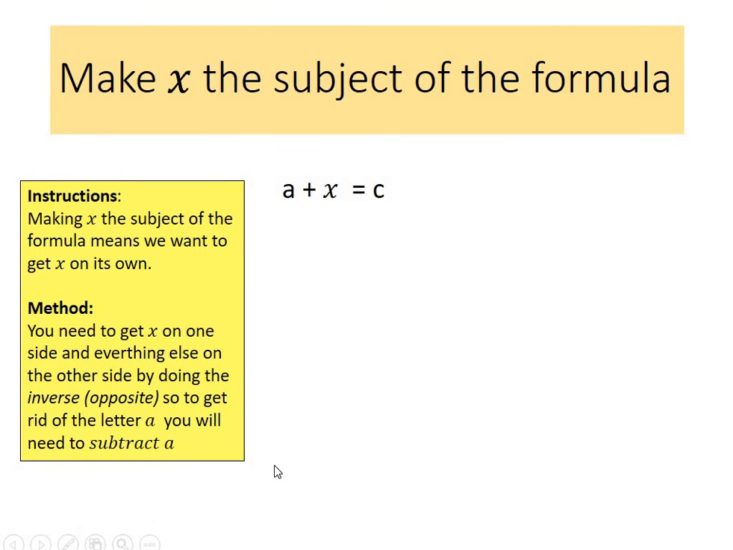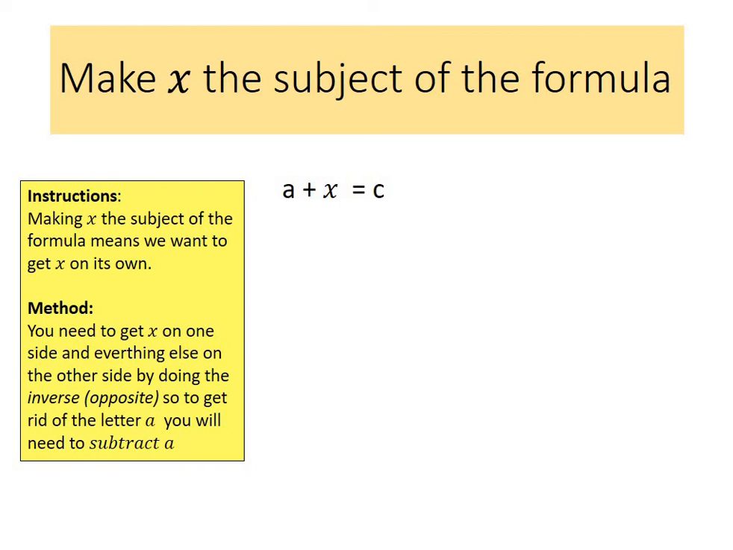So I'm going to run through the examples. When we're told to make x the subject of the formula, it means we want to get x on its own and get it to x equals something. At the moment in this example, C is the subject of the formula because C is on its own.